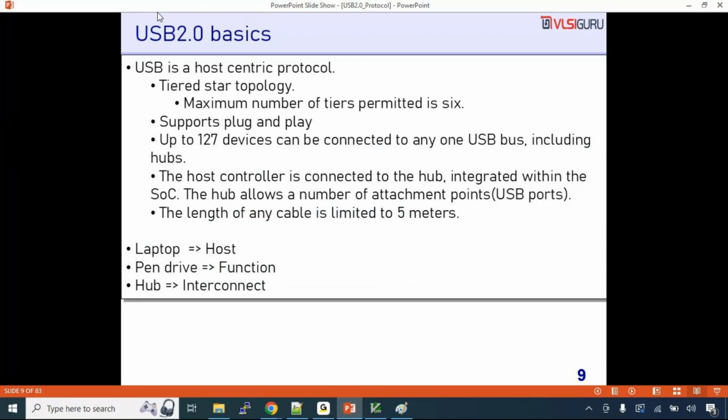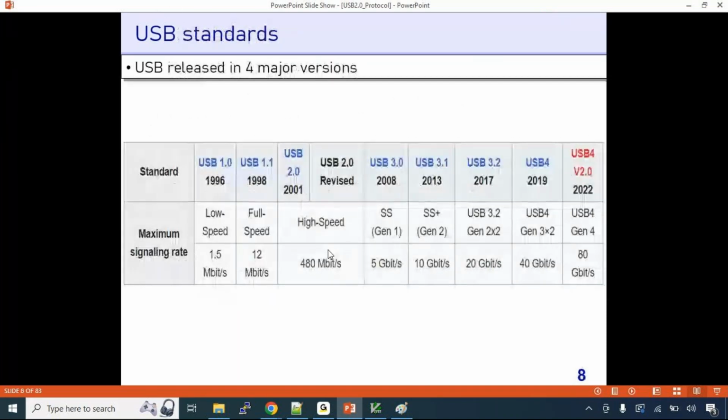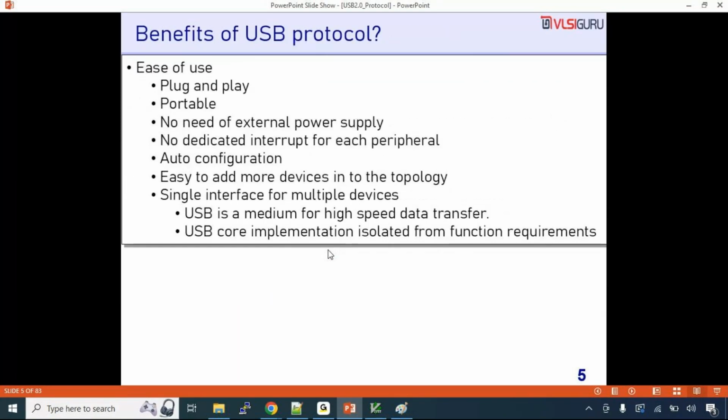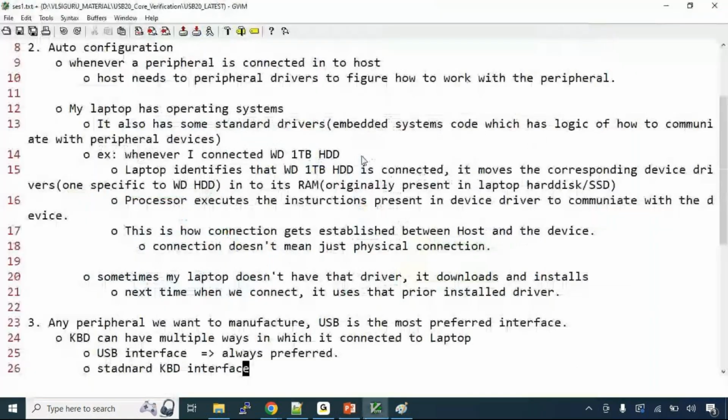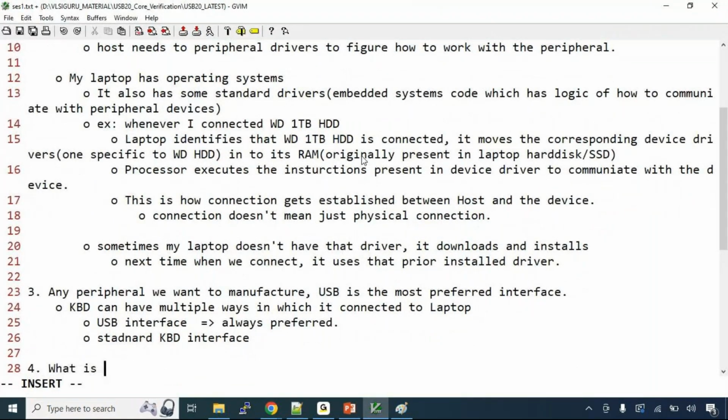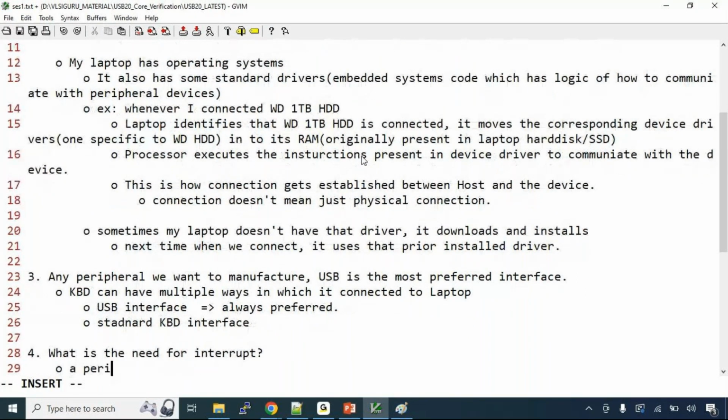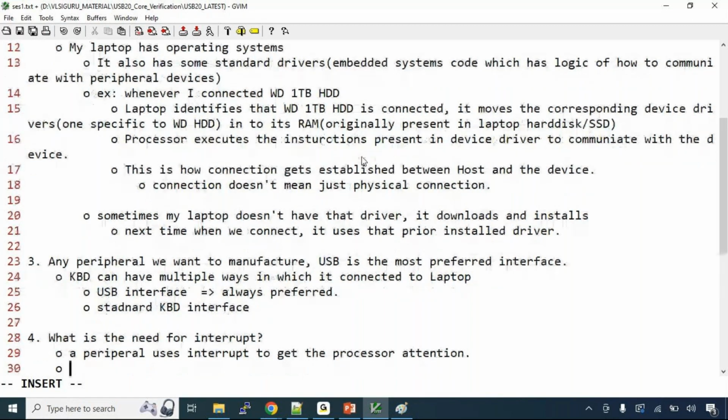Sir, can you clarify the interrupt-related part? This can handle multiple interrupts? No, what I mean by that is, in USB, there is no dedicated interrupt for each peripheral. What is the need for an interrupt? A peripheral uses an interrupt to get the processor's attention. In general convention, when we have 10 peripherals, we need 10 different interrupt lines.